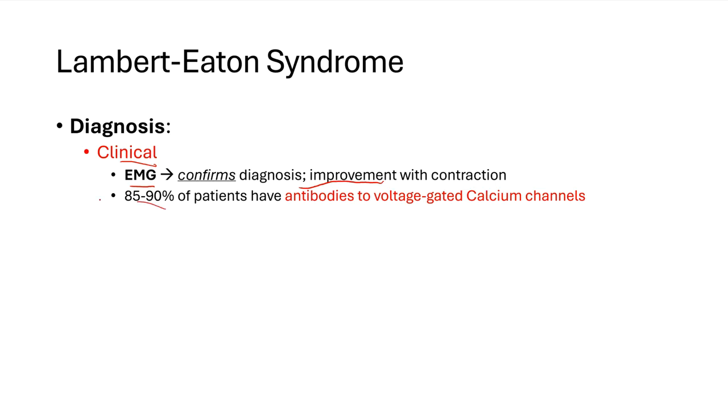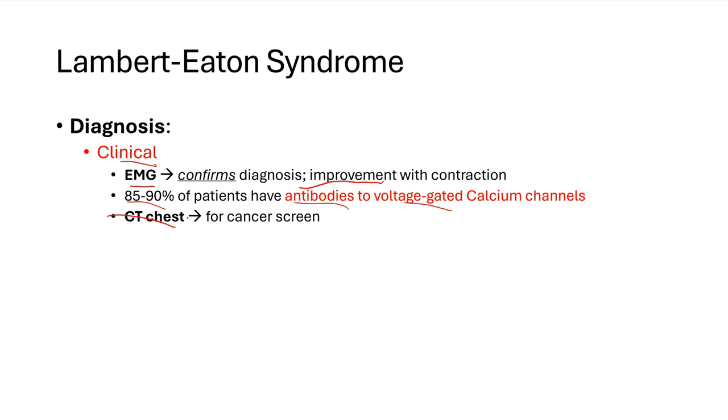About 85 to 90% of patients will have antibodies to the P/Q-type voltage-gated calcium channels. But for the most part, this is going to be a clinical diagnosis because it has a very unique presentation and it is typically associated with some sort of underlying issue, most commonly small cell lung cancer. And for that reason, people with Lambert-Eaton syndrome should get a CT chest for cancer screening.